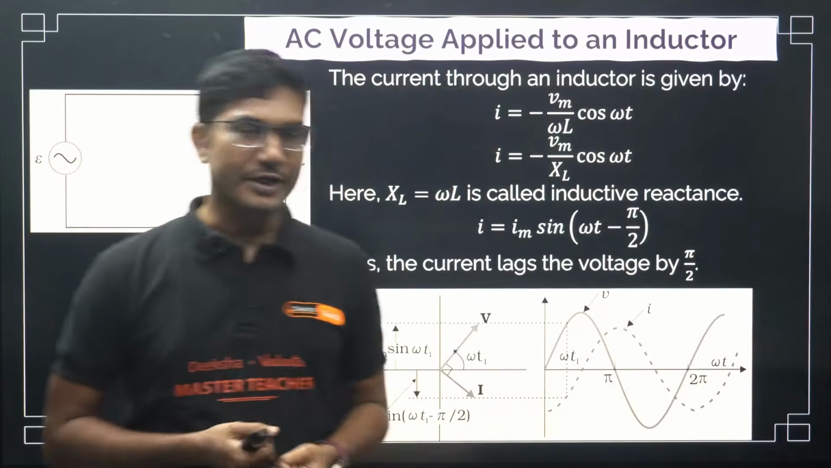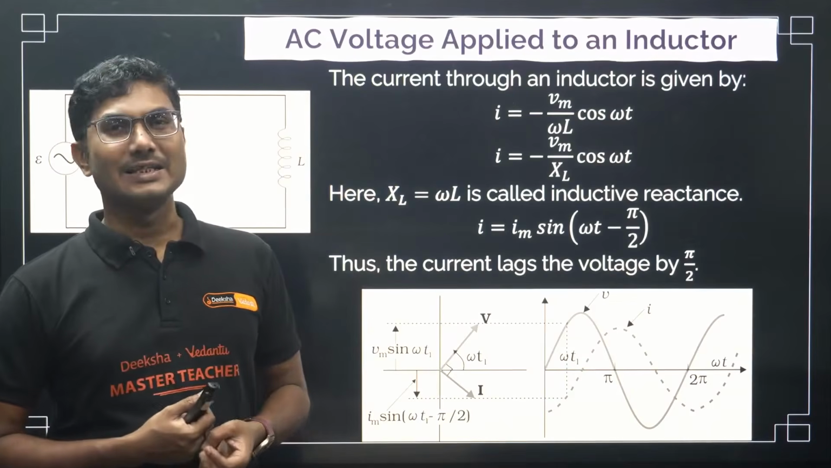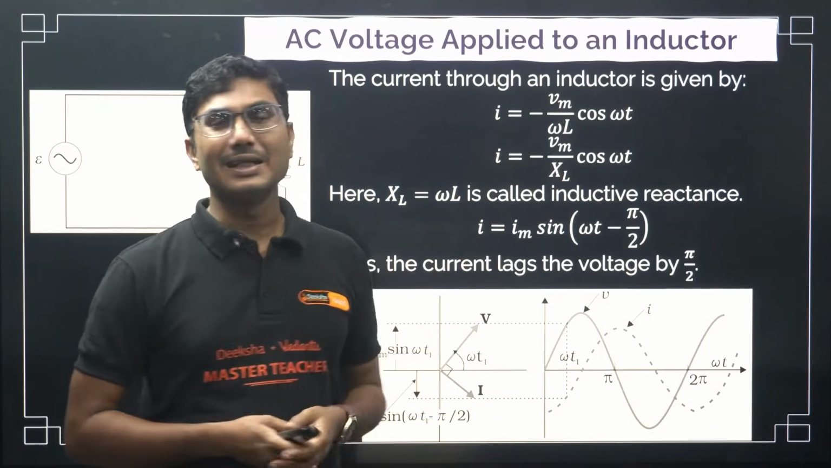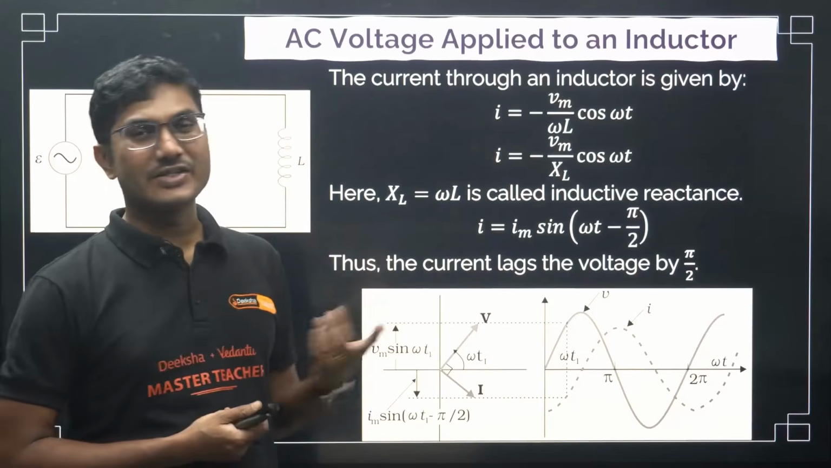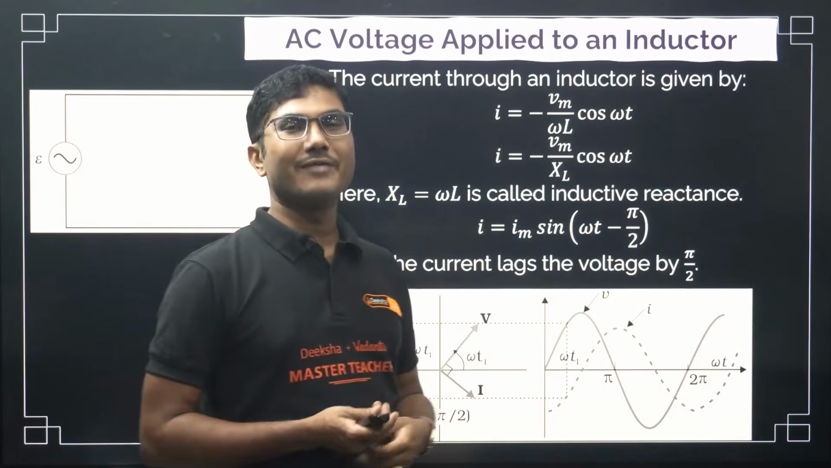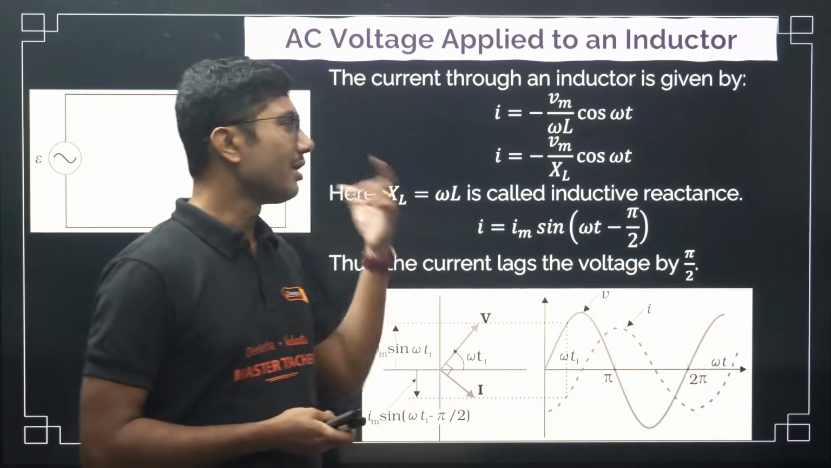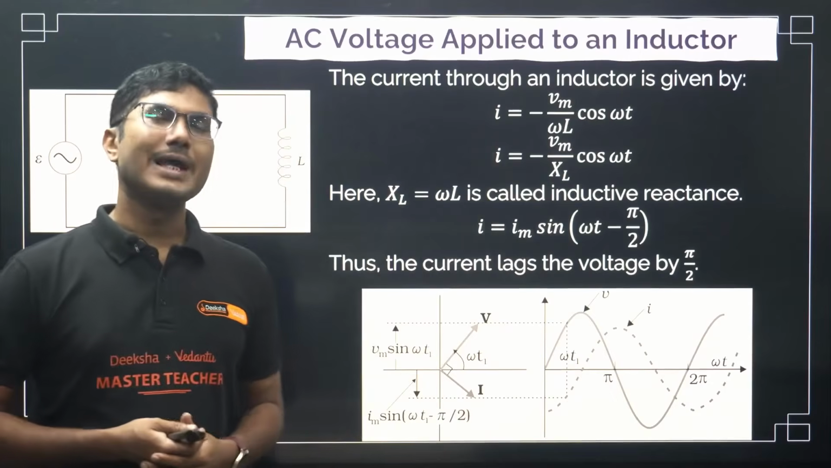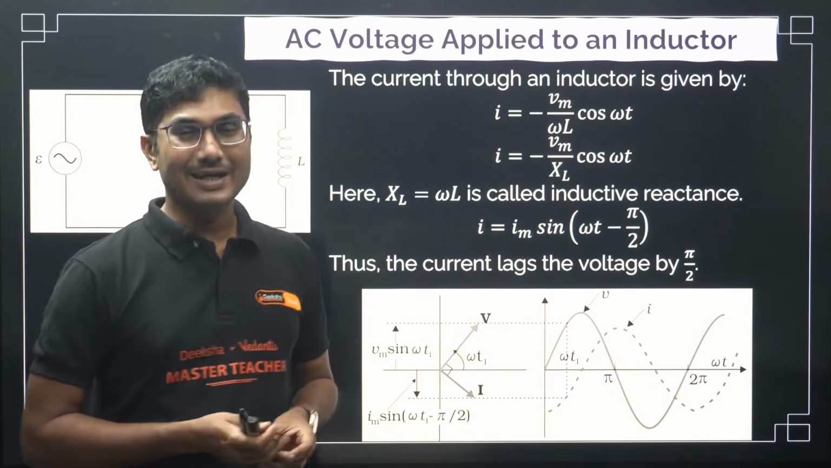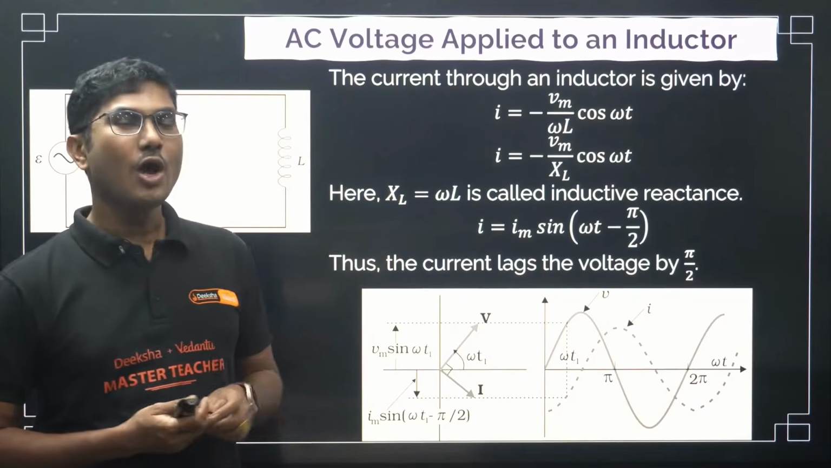Obviously its unit is ohm. It's like resistance but only in an AC circuit. So this term XL is the AC resistance of an inductor. Inductors generally do not have any resistance in a DC circuit, but they have something called reactance, which is only applicable when connected in an AC circuit, and that reactance value is given by omega L.